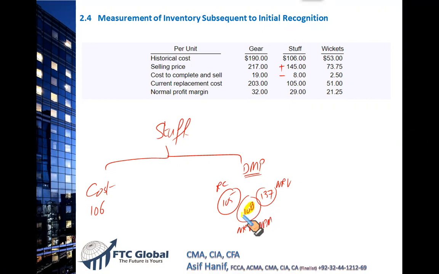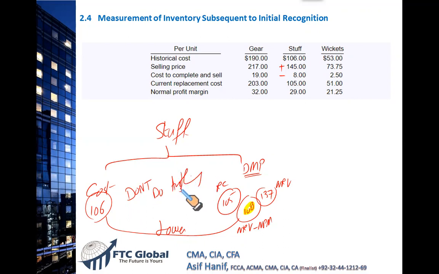Correct. So you are going to compare your cost with the mid number and take the one that is lower. Since the cost is already lower, we don't need to do anything. Everything is perfectly fine. You don't need to write off any loss. Absolutely right. So things are good so far.